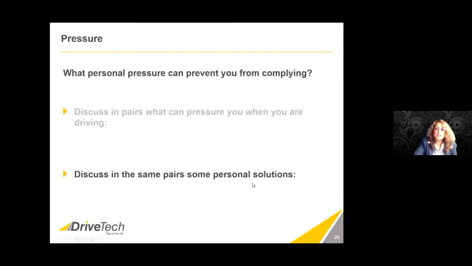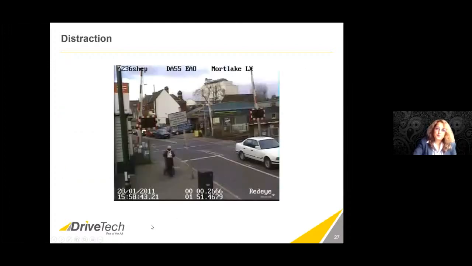We discuss some solutions, because there's no point in discussing problems if we're not going to give you some solutions. And we get some very, very good suggestions. I'm going to show you another video. This again is from a van. This is what people are on this course for. This is exactly why you get a letter through the post. Let me play this now.